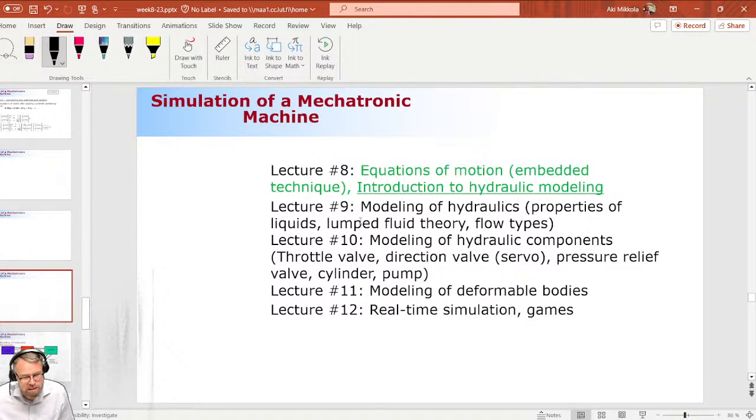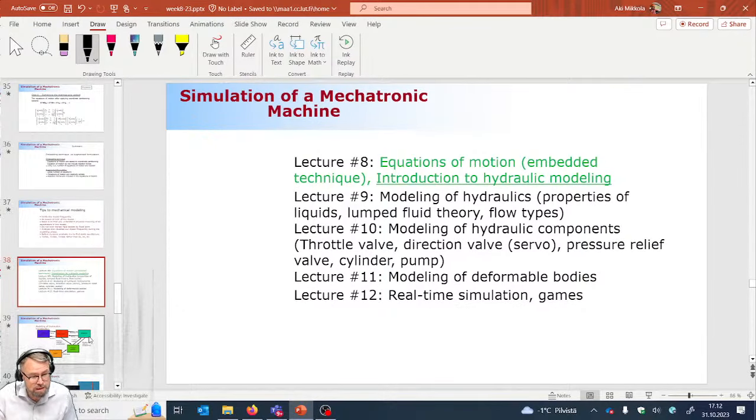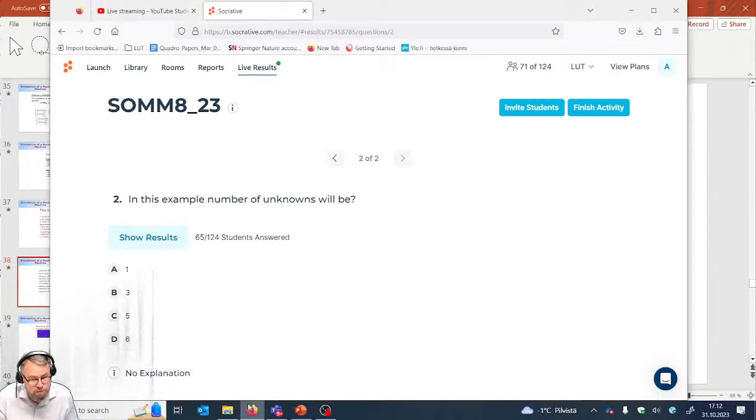Okay, just a second. And I will keep the introduction. There's first some stuff related to hydraulics, somewhat short, and then we can go. But first I want to show you this.